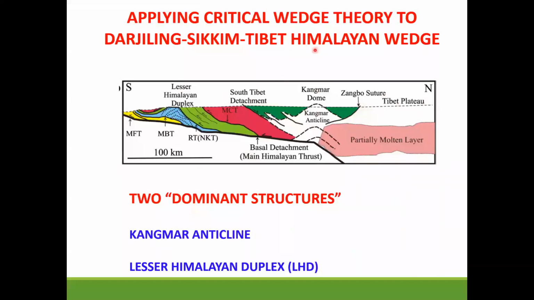So if you apply the critical wedge theory to this Darjeeling Sikkim Himalaya, there are two dominant structures that you can see here. One is this Kangmar anticline or Kangmar dome, which I talked about, and the other is a lesser Himalayan duplex, which is actually in the Sikkim Himalaya. So these dominant structures actually drive the deformation in the wedge.